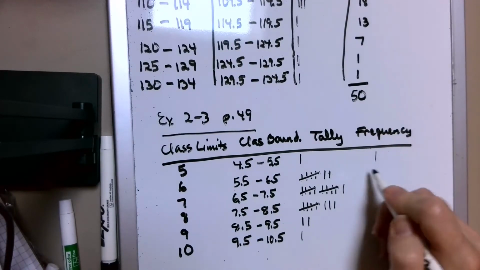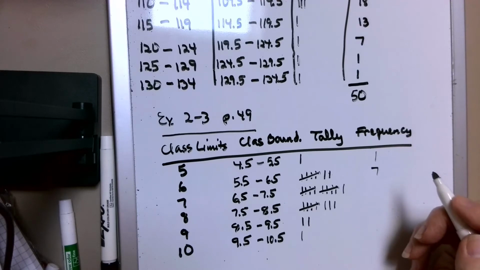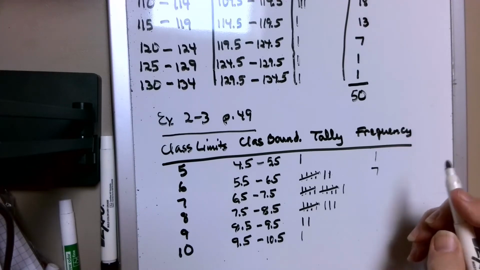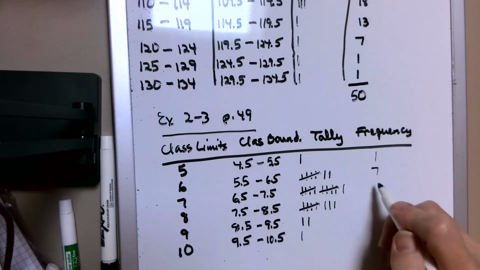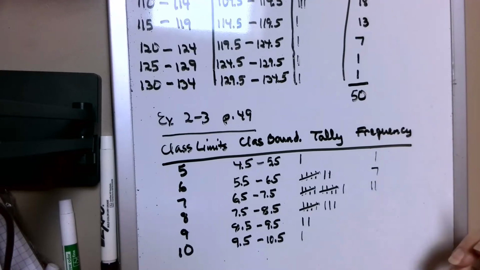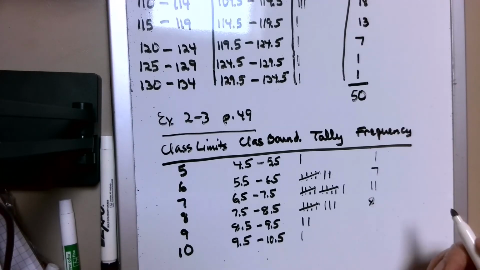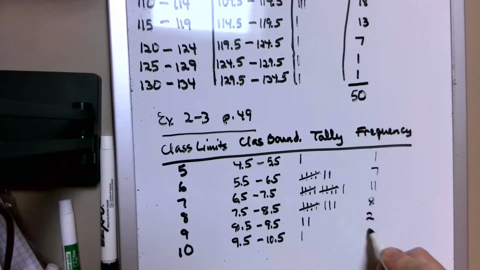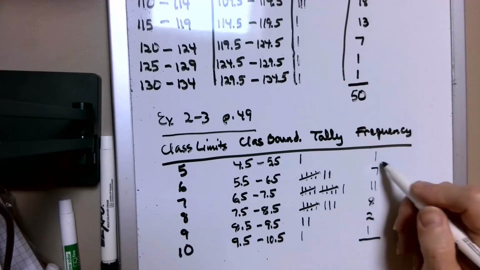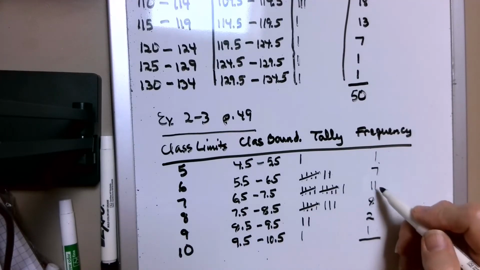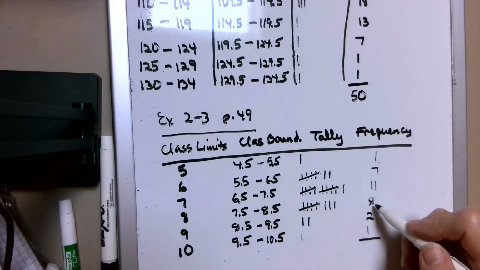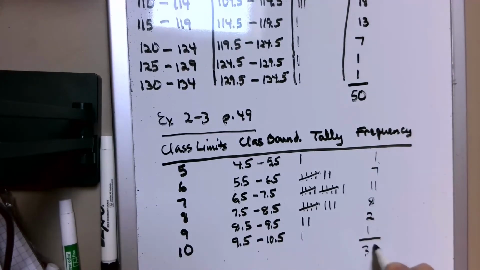So if I count up the frequencies by counting the tally marks, we've got 5 has 1, 6 has a tally of 7. 7 hours of sleep has a tally of 11 students. And 8 has a tally of 8 students. And 9 has a tally of 2, and 10 has a tally of 1. So if we add it up, we've got 1 plus 7, 8, plus 11, 19, plus 8, 27, plus 2, 29, plus 1, 30. And remember, we were talking about 30 college students.